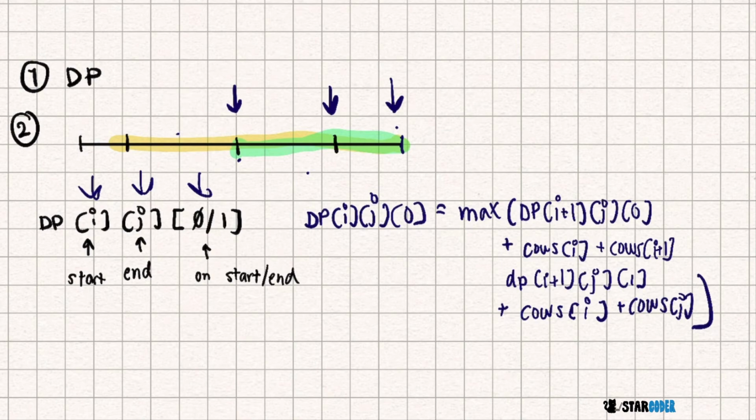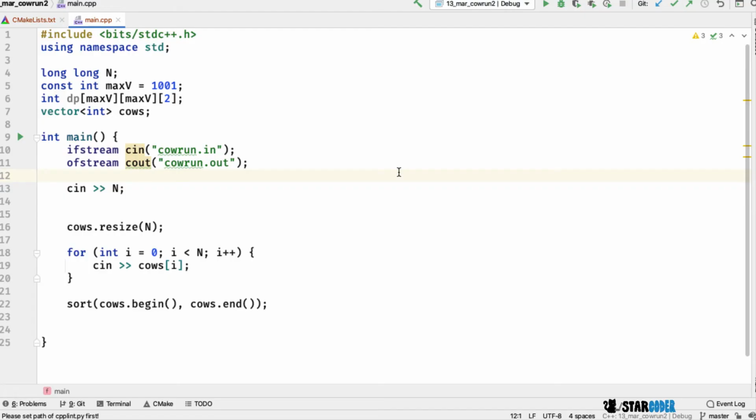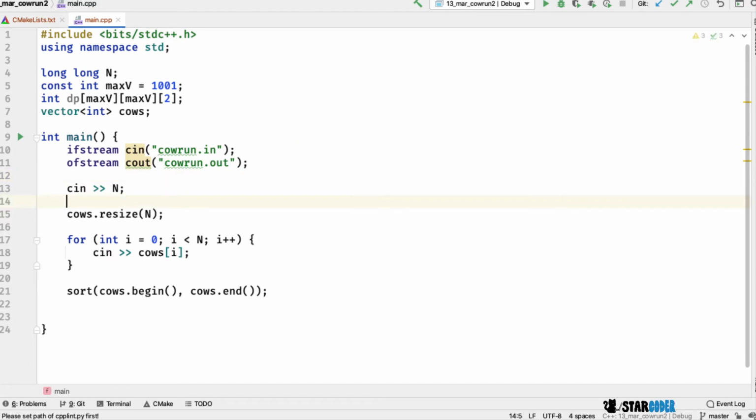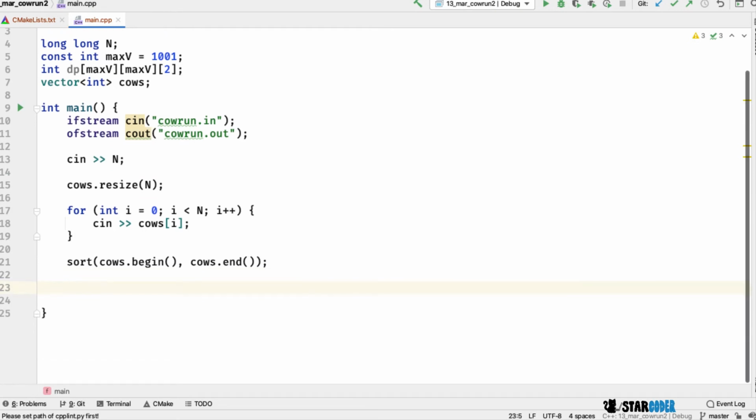So let's go look at the code for this question. I've set up the program a bit here. We have our DP, and then we have our input and output. And then I'm going to read in our main vector, which is going to be cows. The next thing I'm going to do is set up our DP.